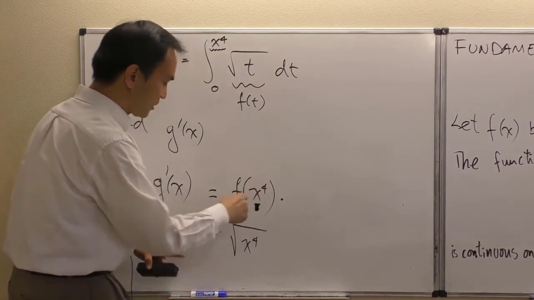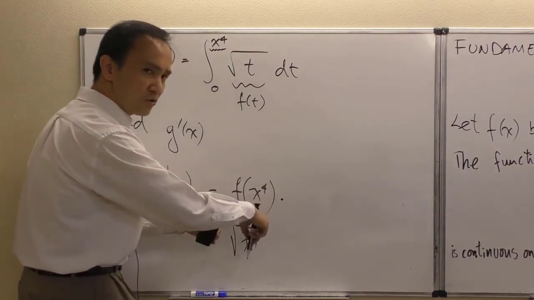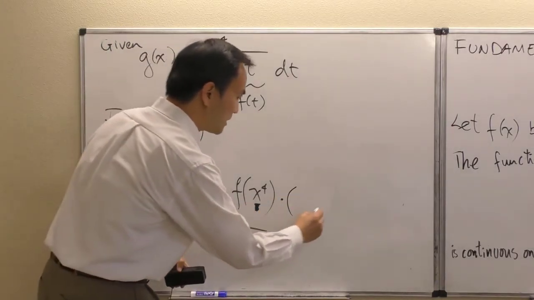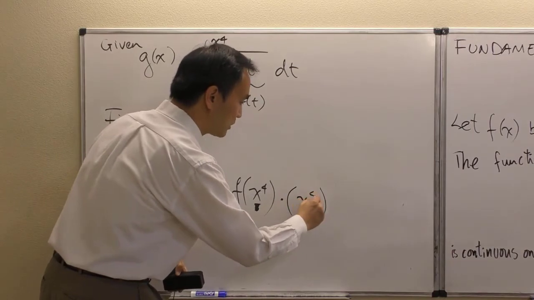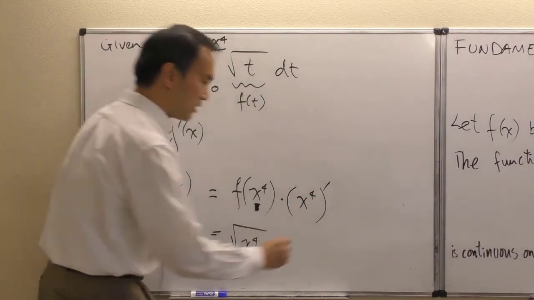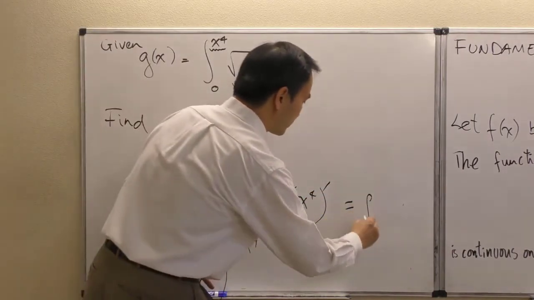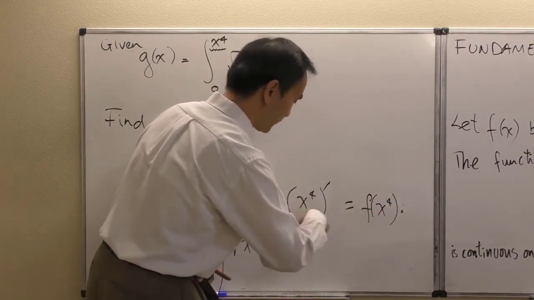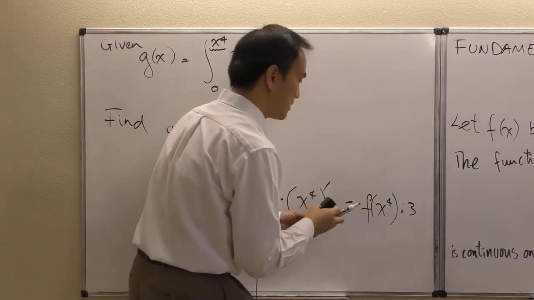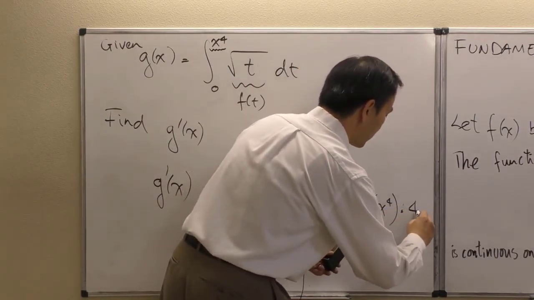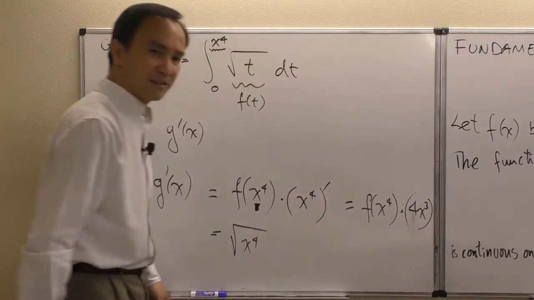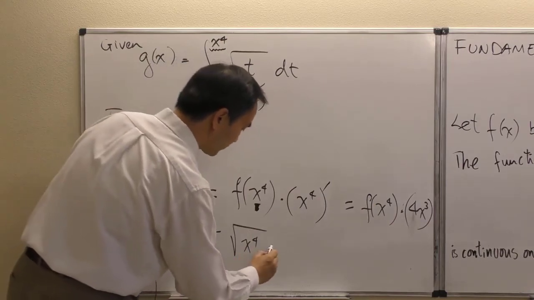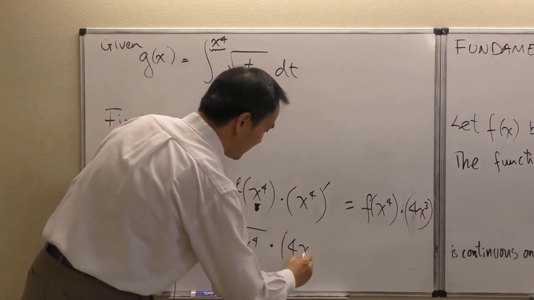So f is your outside, and we're taking the derivative. Inside we still have some other expression, x to the fourth here. That means the chain rule says you have to multiply by the derivative of x to the fourth. So it comes out as whatever f of x is, substituted with x to the fourth, but the derivative of x to the fourth is 4x cubed. So really f of x to the fourth is the square root of x to the fourth, but we have to multiply by 4x cubed.